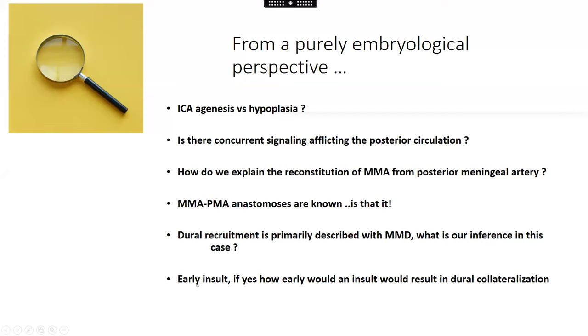Then we also see the dural recruitment, and we know that quintessentially dural recruitment is primarily described with Moya-Moya disease. What is our inference in this case? If we are suggesting that an early insult is what is instigating the dural recruitment, how early would an insult result in dural collateralization?